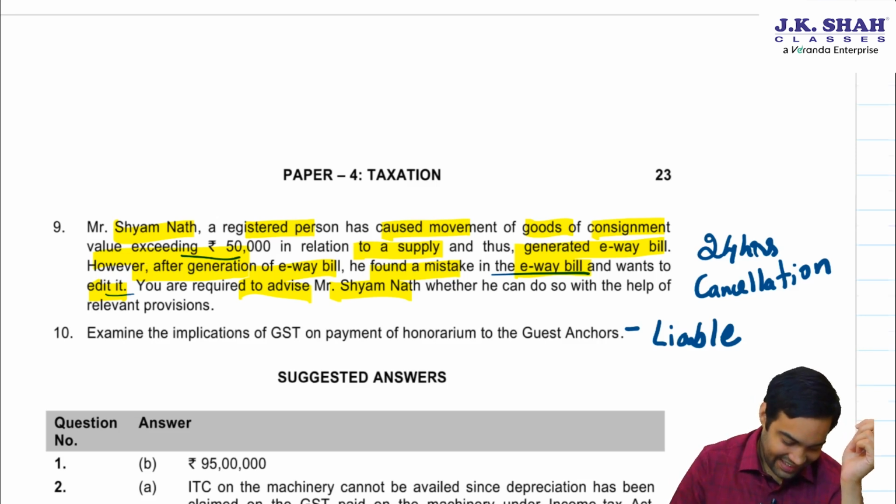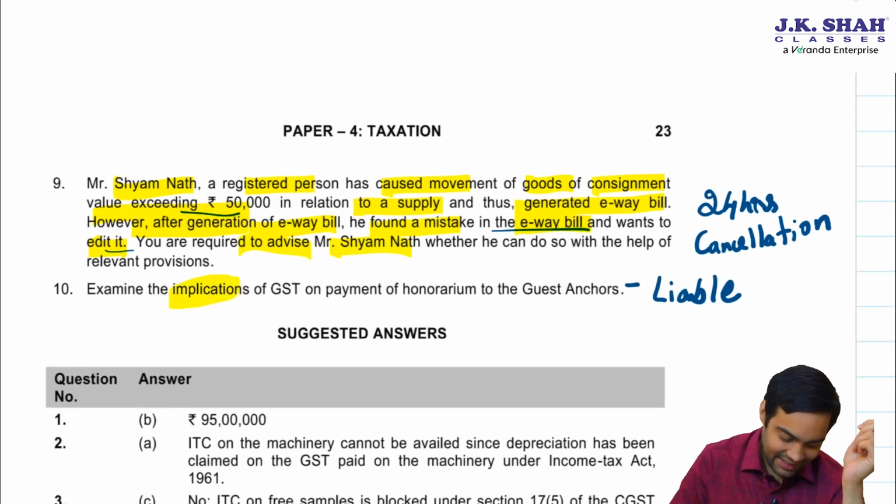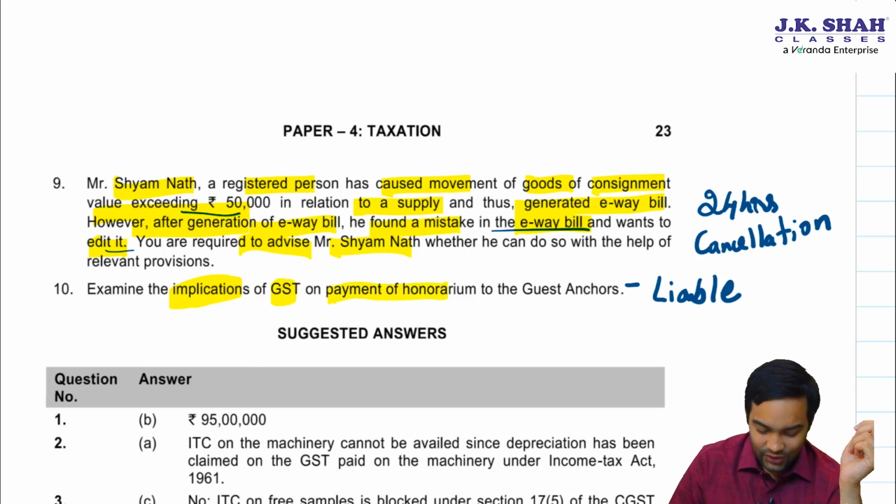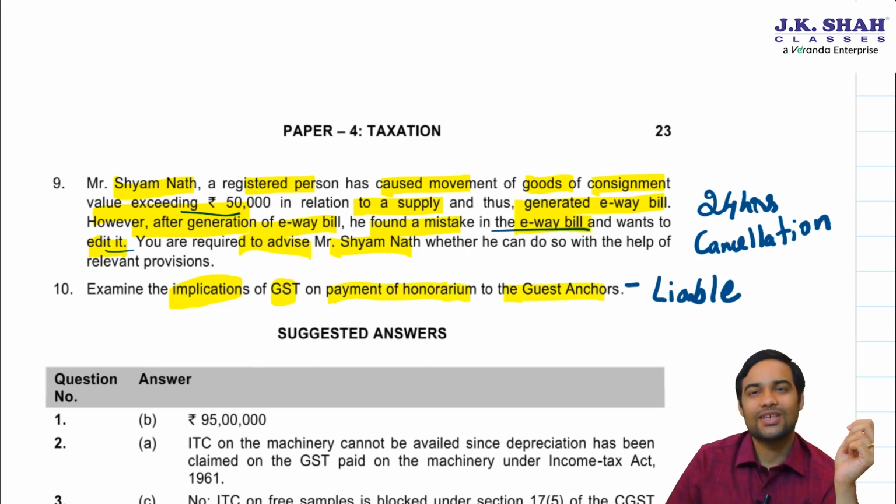Okay. And the last one is: examine the implications of GST on payment of honorarium to guest anchors. Guest anchors who appear in various debates on news channels. So guest anchors are paid a fee. Now, whether GST is applicable on that? The answer is yes, because they are not independent journalists. They are guest anchors where there is no exemption in the exemption notification, that is 12/2017. So as there is no exemption, it would be liable to GST.